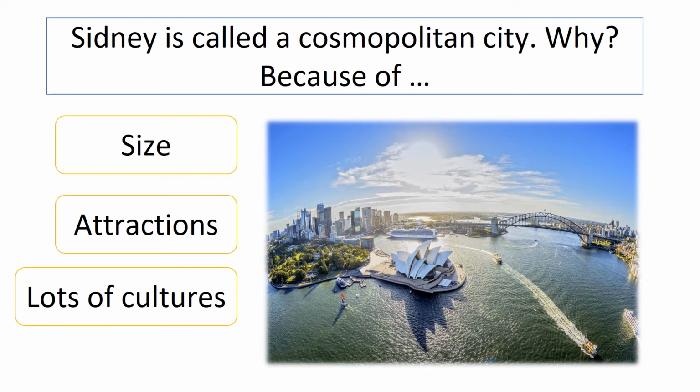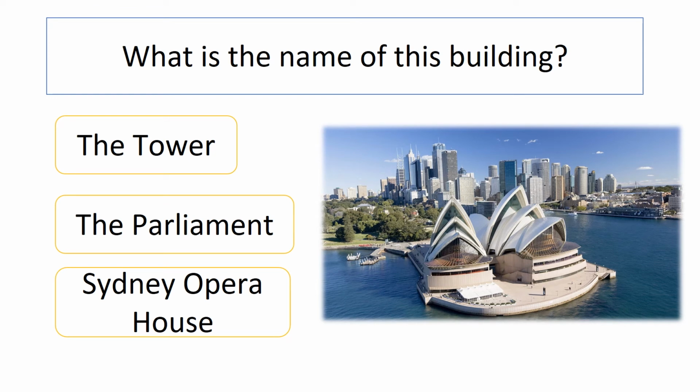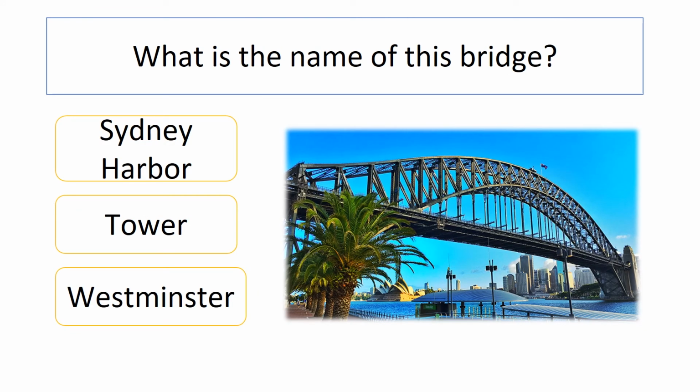Sydney is called a cosmopolitan city. Why? Because of its size, attractions, or lots of cultures. It's called a cosmopolitan city because of a lot of cultures. What is the name of this building? The Tower, the Parliament, or the Opera House? The building is called Sydney Opera House. What is the name of this bridge? Sydney Harbour, Tower, or Westminster? It's Sydney Harbour Bridge.